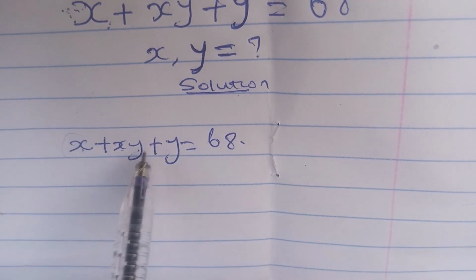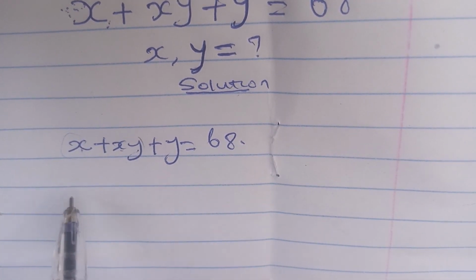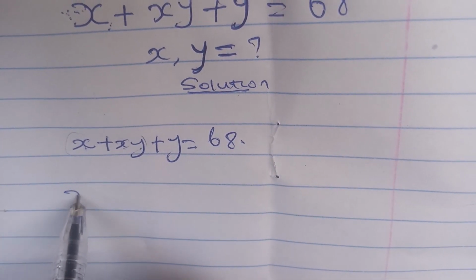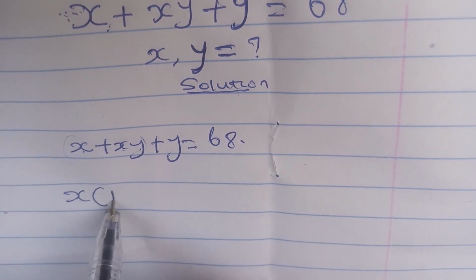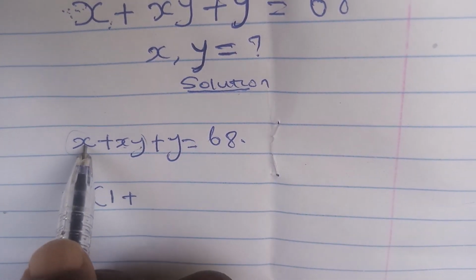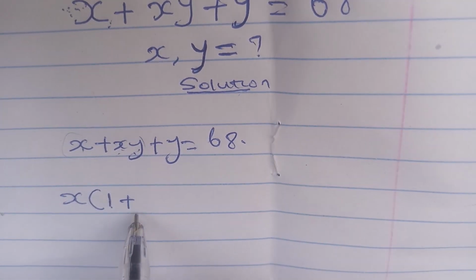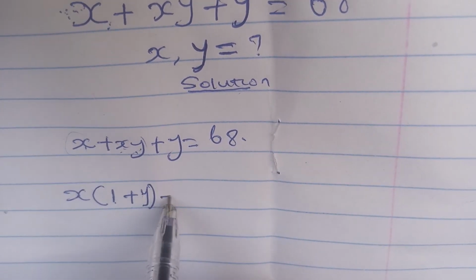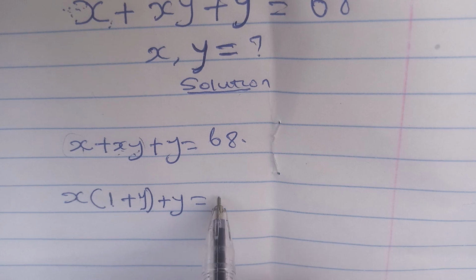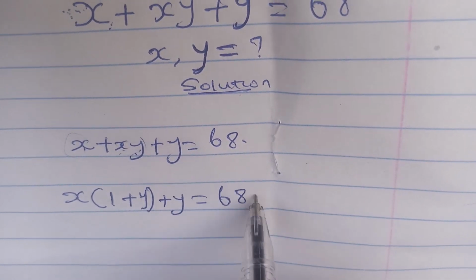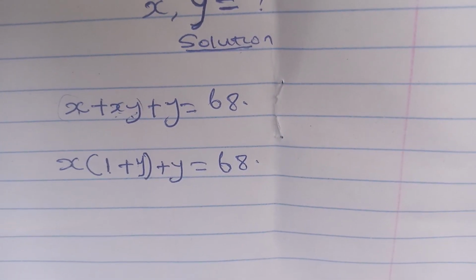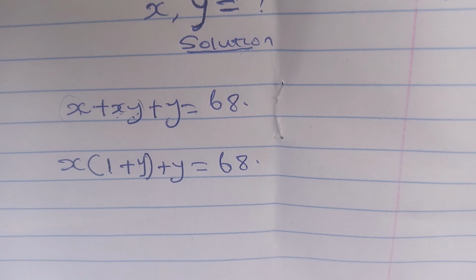In other words, we can factor out something, right? So for factoring out, we have x, open bracket, 1 plus, because x divided by x will give us 1, and x divided by xy gives us y here, close bracket, plus y is equal to 68. Having done this, what then is the next step?